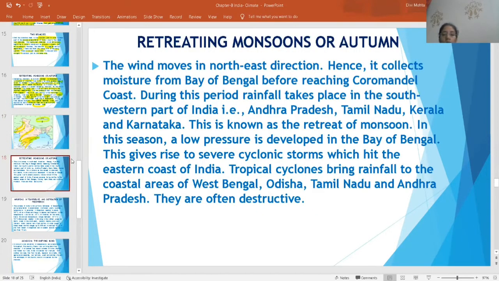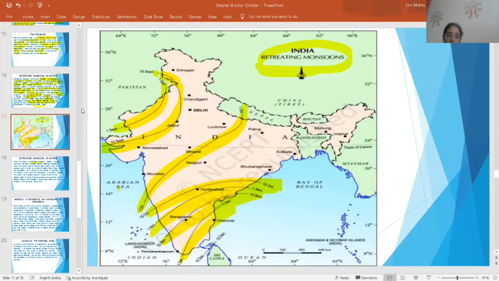If I talk about the retreating monsoon, I told you the wind now moves in the northeast direction. In the north-east direction, the wind starts moving.